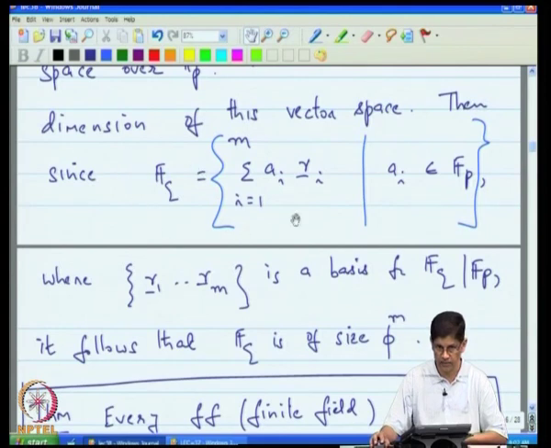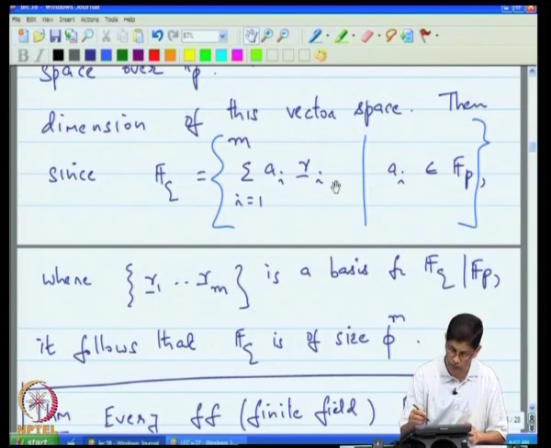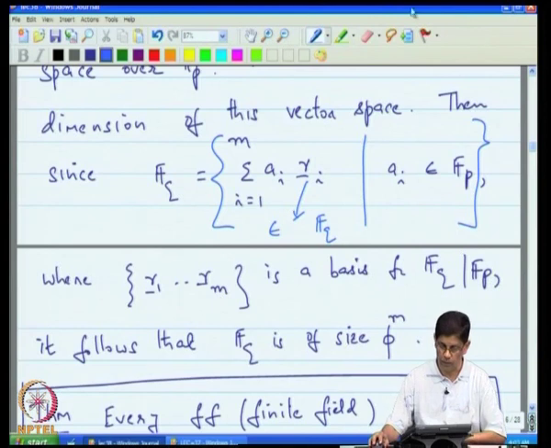That means the elements in FQ can be written in the form the sum of a_i gamma_i, i equal to 1 to m. Now, I have put an underline here just to emphasize the fact that we are thinking of these elements gamma_i. So, these really belong to FQ, except that just to emphasize the vector nature of these elements, I am putting a bar underneath this.